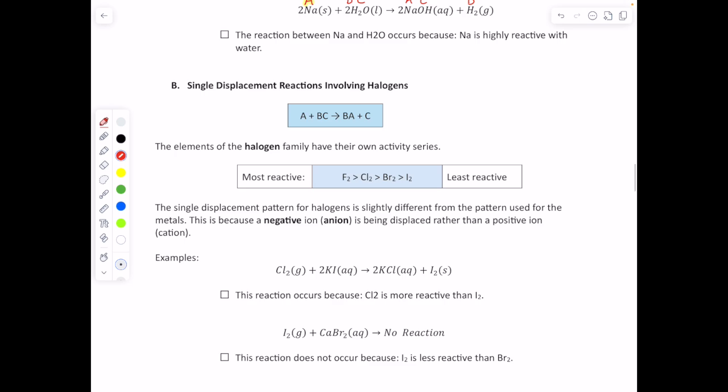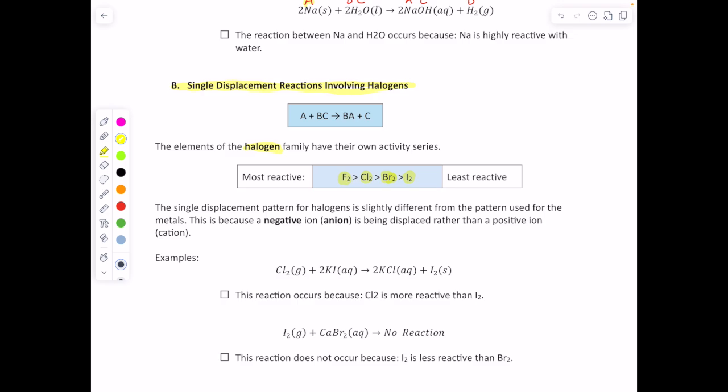We can also have a second group of single displacement reactions involving halogens. Still the same general formula, but these involve the displacement of halogens based on the reactivity. Note that fluorine is more reactive than chlorine, and chlorine is more reactive than bromine, and bromine is more reactive than iodine. So the single displacement pattern for halogens is slightly different from the pattern used for metals, and this is because a negative ion, an anion, is displaced rather than a positive ion.